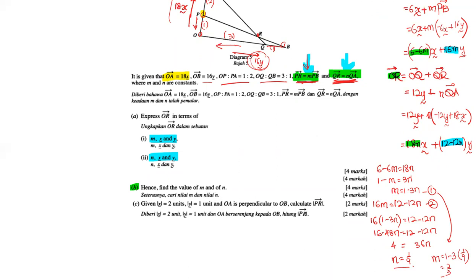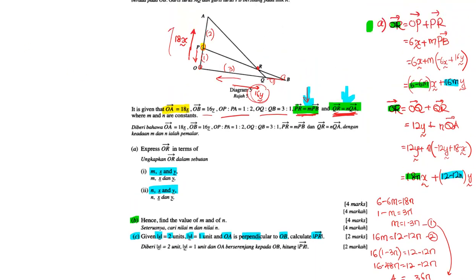Then the last part, part C, they give you the magnitude x is 2, the magnitude y is 1, OA is perpendicular to OB, calculate PR. What is it asking? Now let's look at the diagram. Without a diagram, I totally don't understand.